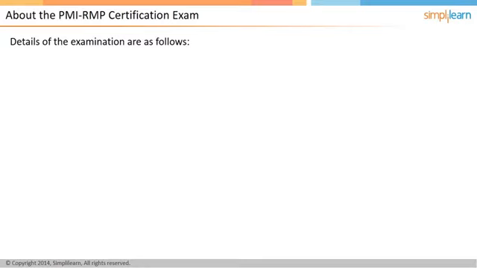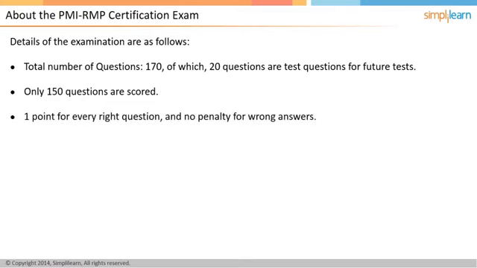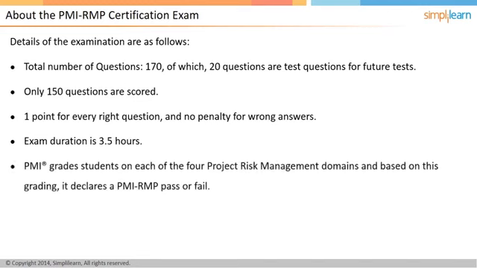The examination will contain multiple choice questions. You will be tested on 170 questions, of which 20 questions are test questions for future tests, which will not be scored. Only 150 questions will be scored. You get 1 point for every right question. There is no penalty for the wrong answer. Ensure all questions are attempted. The total duration of the exam is 3.5 hours.